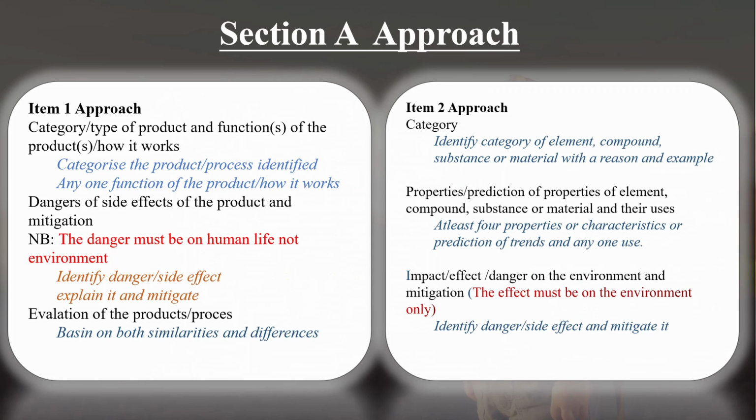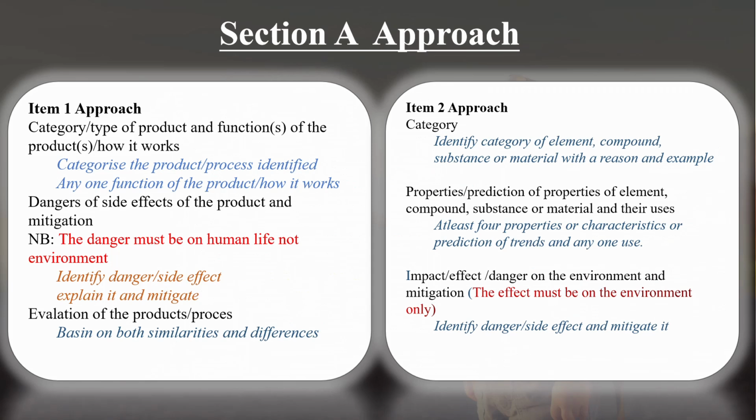Now for item 2, section A, you will have to categorize. As you categorize, you categorize the element, the compound, the substance, or even the material with a reason, and you give an example. After categorizing with a reason and giving an example, you give properties or prediction of properties of the element, compound, substance, or material, and at least one use. You give at least 4 properties, or characteristics, or prediction of the trends, and any one use.